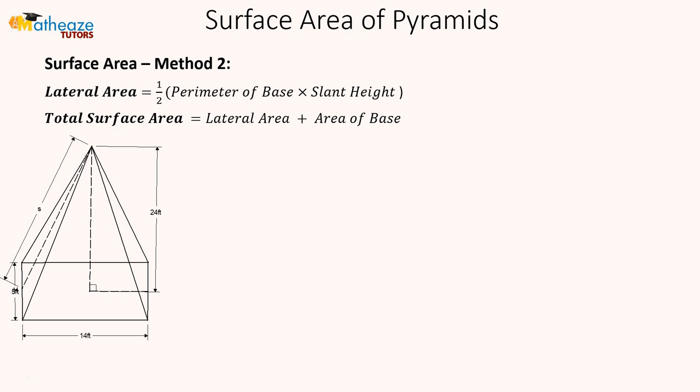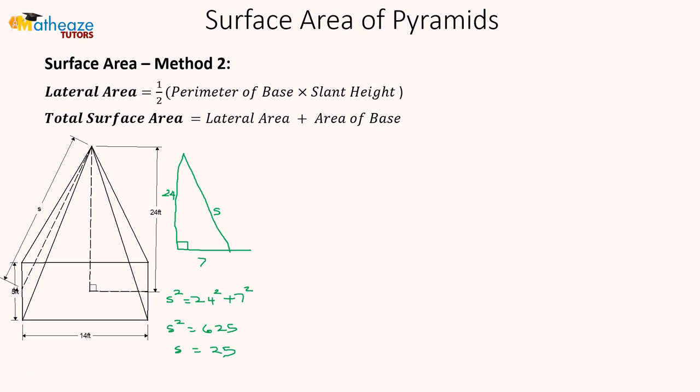and the right triangle looks like this. We have 24 right here, and then we have 7 right here, and then this is going to be our slant height. S squared is equal to 24 squared plus 7 squared. And from the previous slides, we find that S squared is 625, so S is 25.